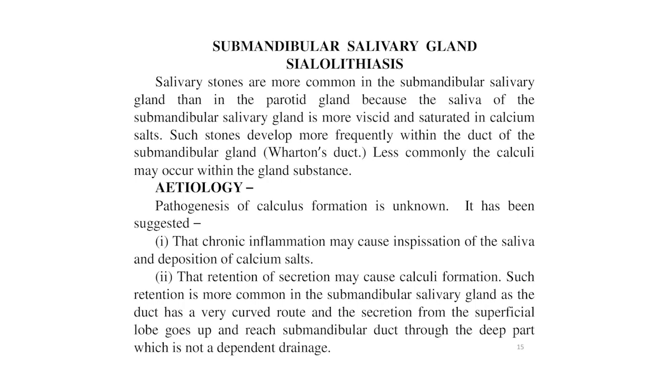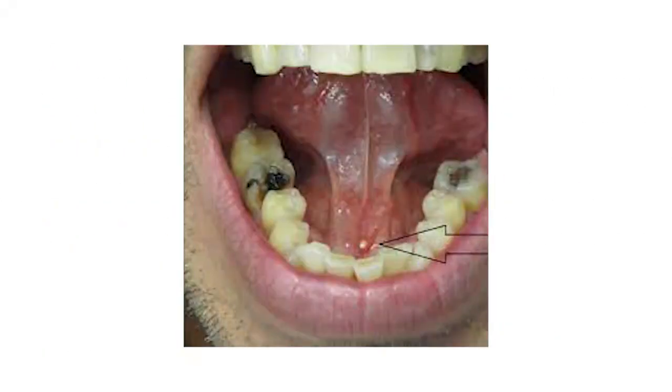Etiology: the pathogenesis of calculus formation is unknown. It has been suggested that chronic inflammation may cause inspissation of the saliva and deposition of calcium salts. That retention of the secretion may cause calculi formation. Such retention is more common in the submandibular salivary gland as the duct has a very curved route, and the secretion from the superficial lobe goes up and reaches the submandibular duct through the deep part, which is not a dependent drainage. Dear students, here is a good picture showing the sialolithiasis.